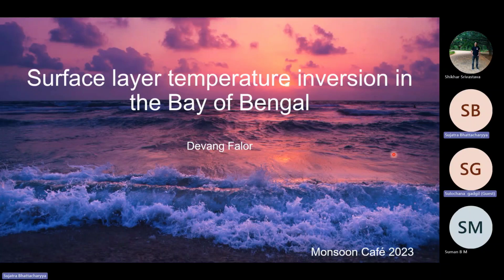Good afternoon, everyone. Today I'll be talking about surface layer temperature inversions, which are found in the Bay of Bengal, and their main characteristics and their mechanisms.